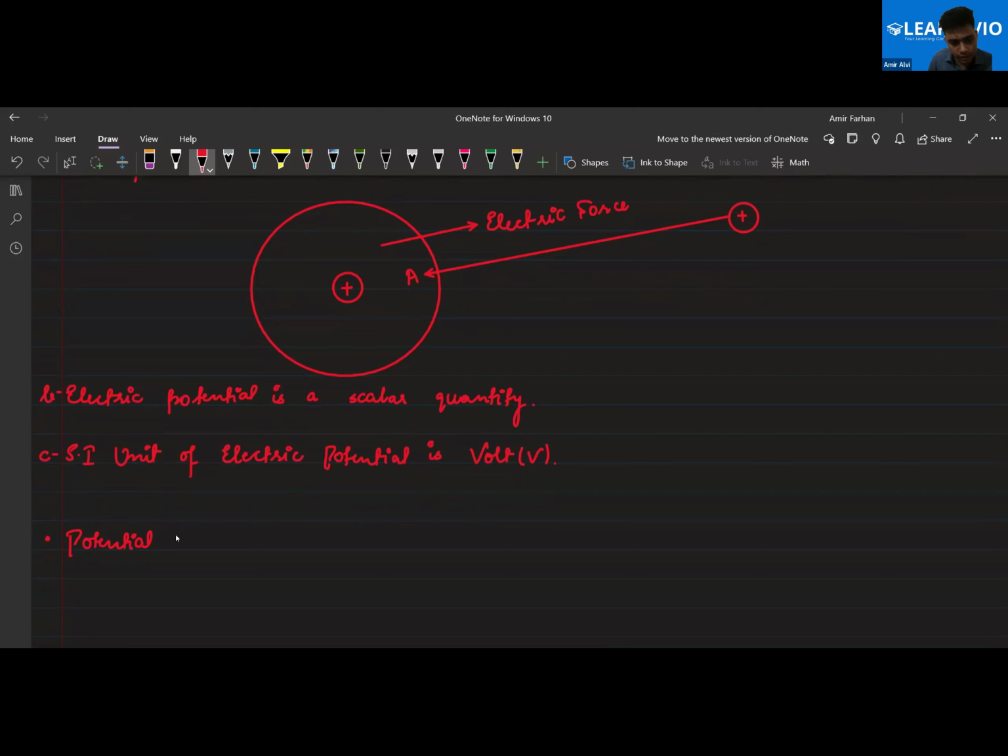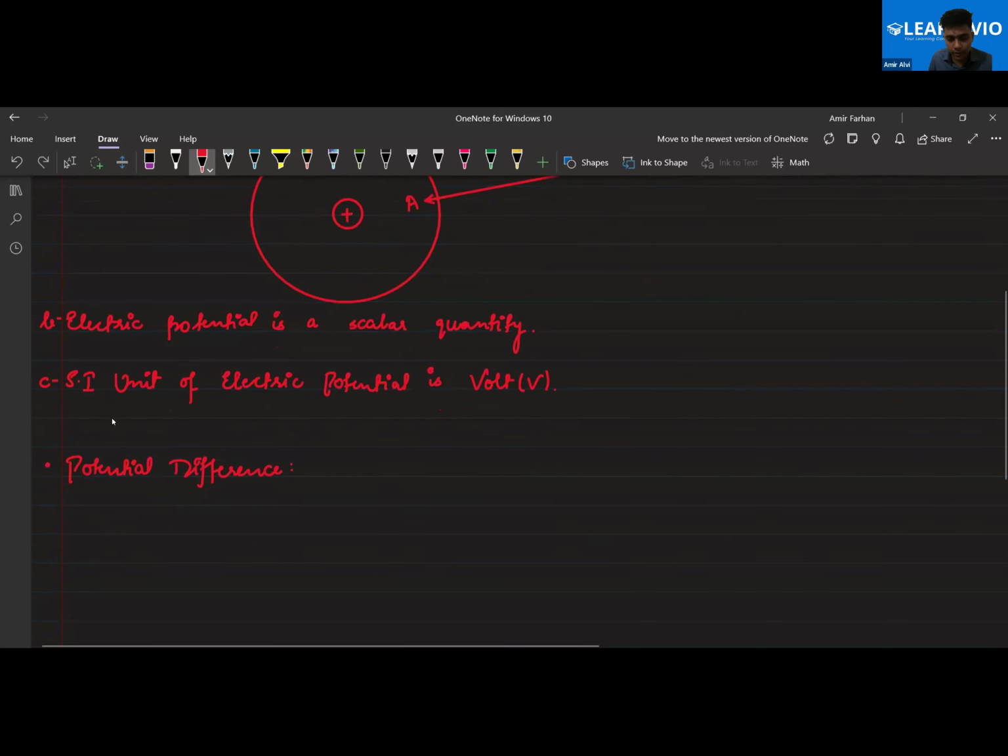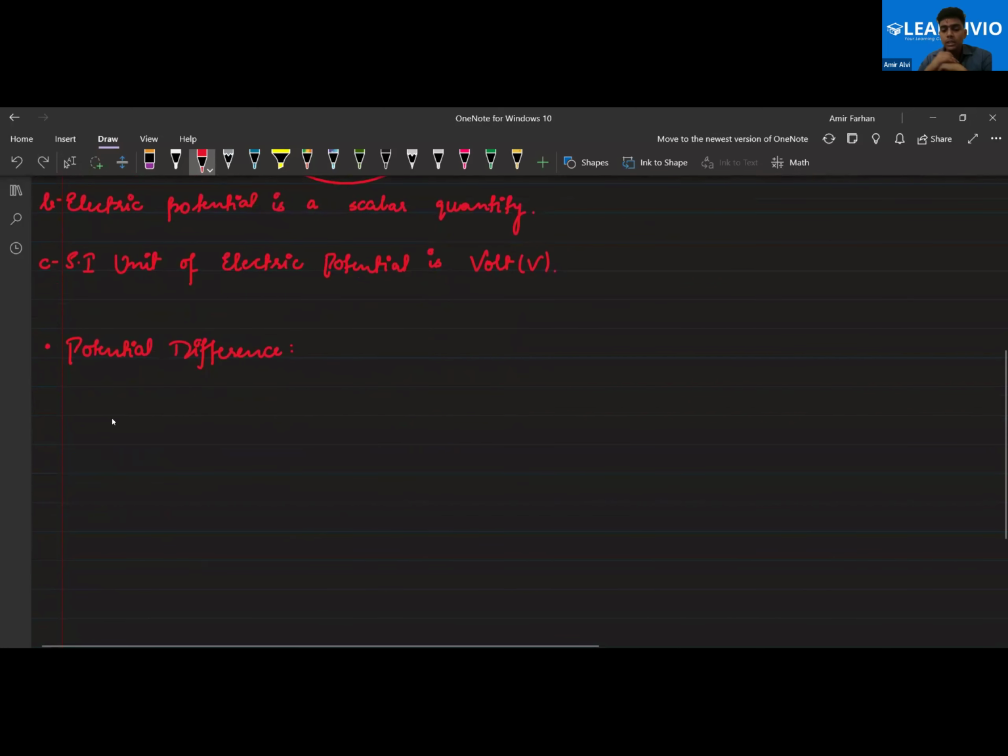potential difference. Now, this is the main point that we use in our day-to-day life. And this is the reason, potential difference is the actual reason for the flow of electric current, right, in the wire. Now, let's understand what it means.